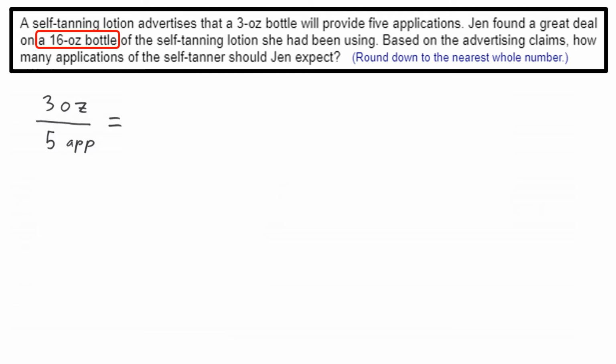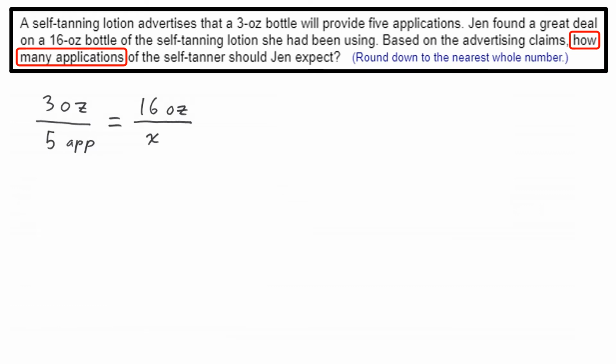And notice that we're told that Jen has found a 16-ounce bottle. The 16 ounces, we have to decide if it's going to be written on the top or the bottom of this other fraction. So notice that in our fraction on the left, we wrote ounces over applications. So on the right, we're going to put ounces on top. Applications would go on the bottom, but we don't know how many applications. That's what we're trying to find. The question says, how many applications?